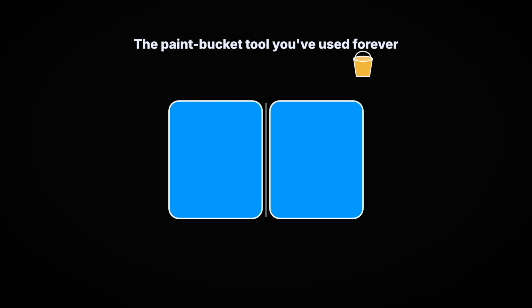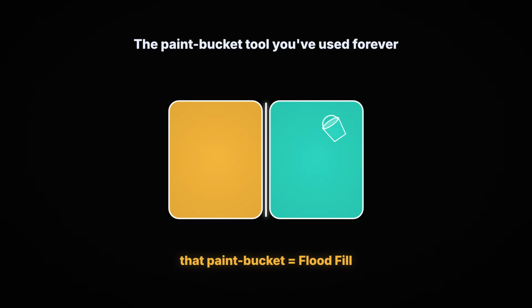Let me start with something you have absolutely used before. Open any Paint app, MS Paint, Photoshop, anything. You know that little paint bucket tool? You click inside a shape and the whole region floods with a new color. You click inside one closed area and only that area changes. The color spreads until it hits a different color, like a boundary. That paint bucket is literally flood fill. You have been running this algorithm with your mouse for years without knowing its name, haven't you?